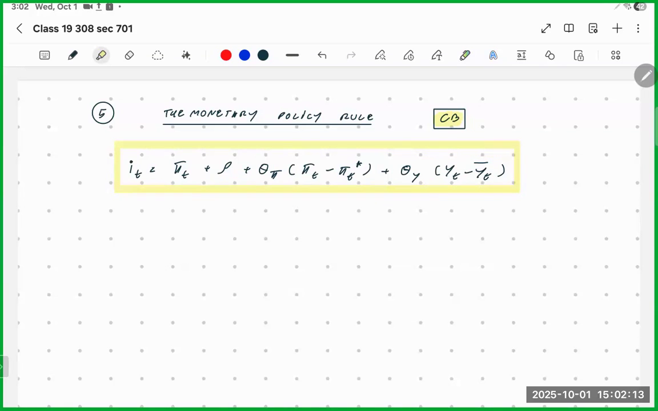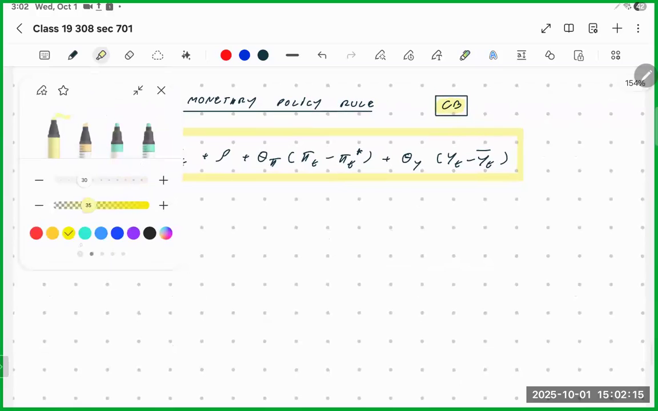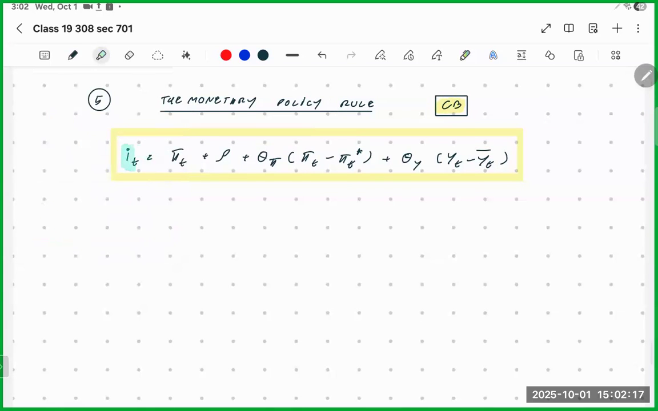Okay. The central bank can control the nominal interest rate based on this equation. Don't worry about theta pi. Theta pi is just some parameter. We're going to talk about it later on. Don't worry about theta y. Theta y is just some parameter. Don't worry about it. We're going to talk about it later on.